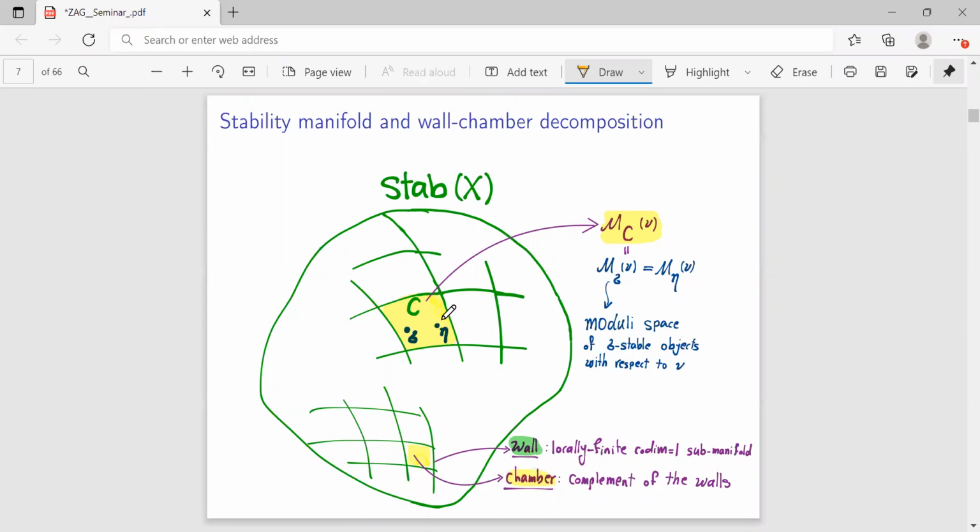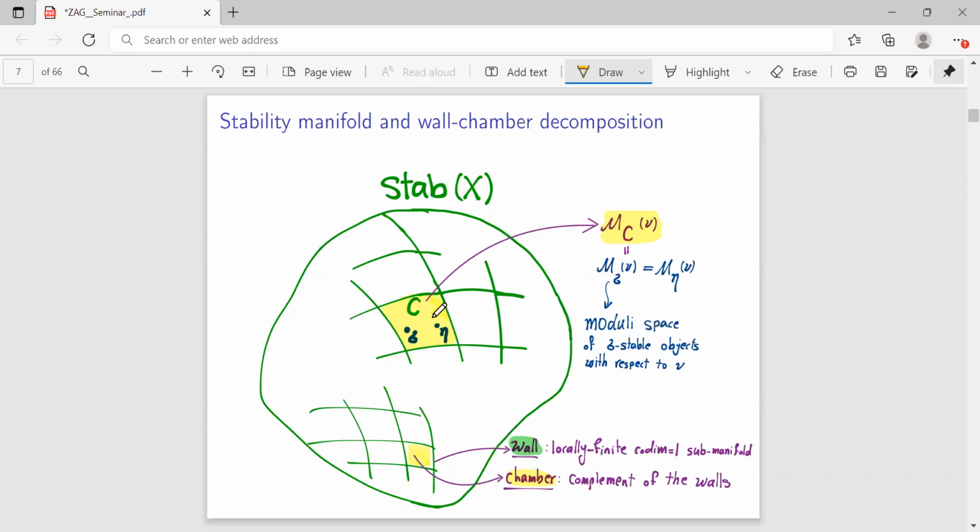And we have this property for each chamber that for any stability condition inside the chamber, it doesn't matter which stability condition you choose, the moduli space of stable objects with respect to that stability is always constant inside this chamber. So basically, we only associate one moduli space to each chamber here.